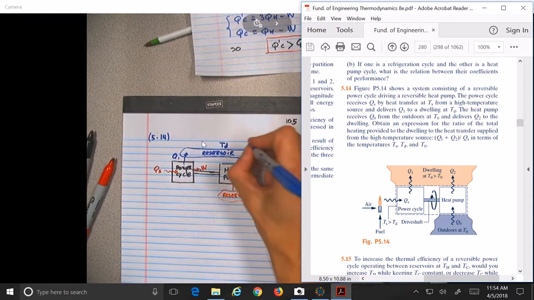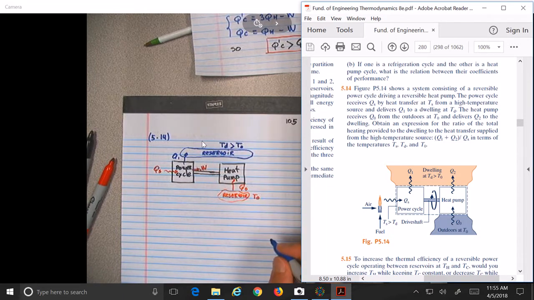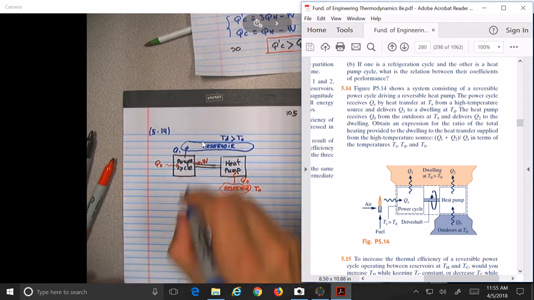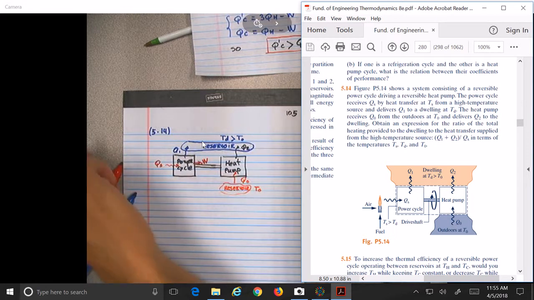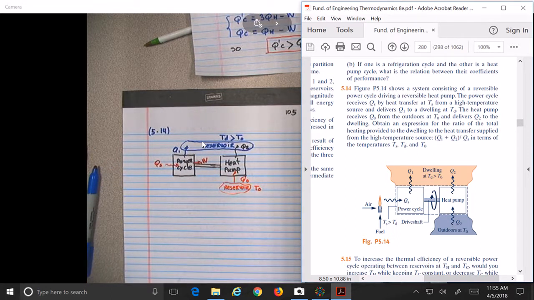Obviously T dwelling needs to be higher than T naught, obviously that makes sense, and Ts is higher than Td, obviously because it's the hot reservoir. Okay, all right. Kind of confusing all this stuff, and this is Q2. So let's see. The power cycle receives Q sub S by heat transfer at Ts from a high temperature source and delivers Q1 to a dwelling at Td. The heat pump receives Q naught. Okay, I got all this part.